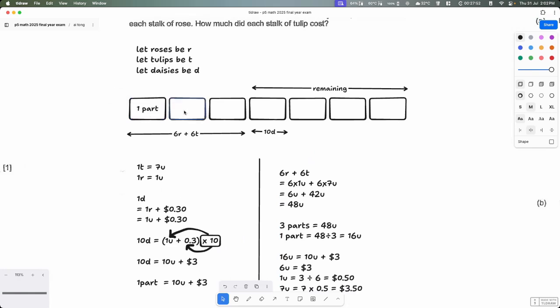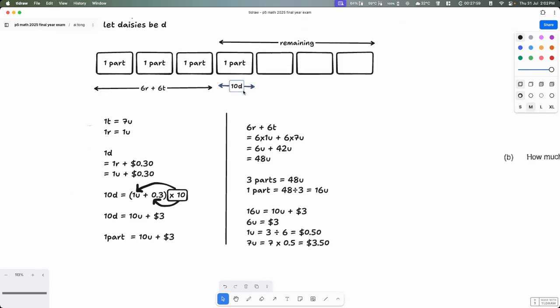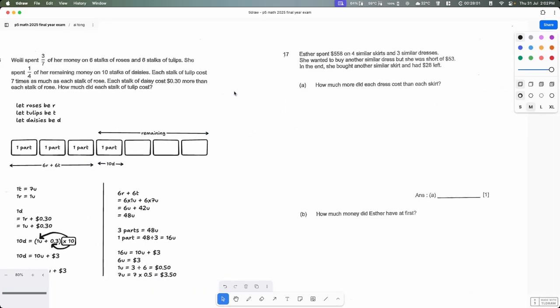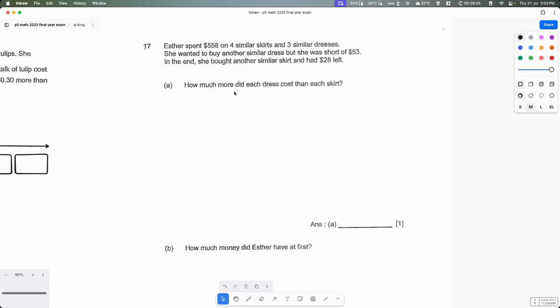1 part, 1 part, 1 part. Okay, so yeah, that is how you do it. Right, let's move on to the last question.